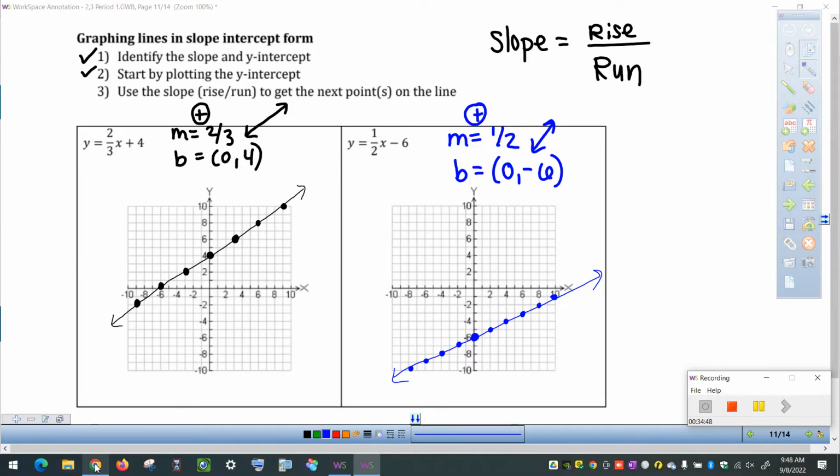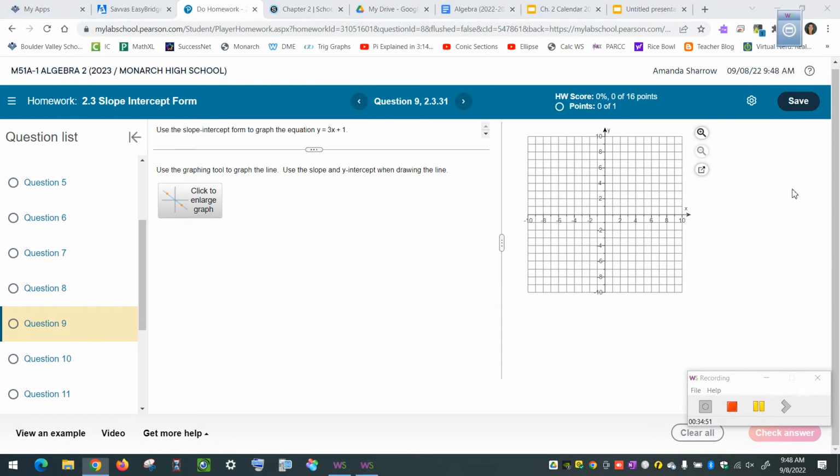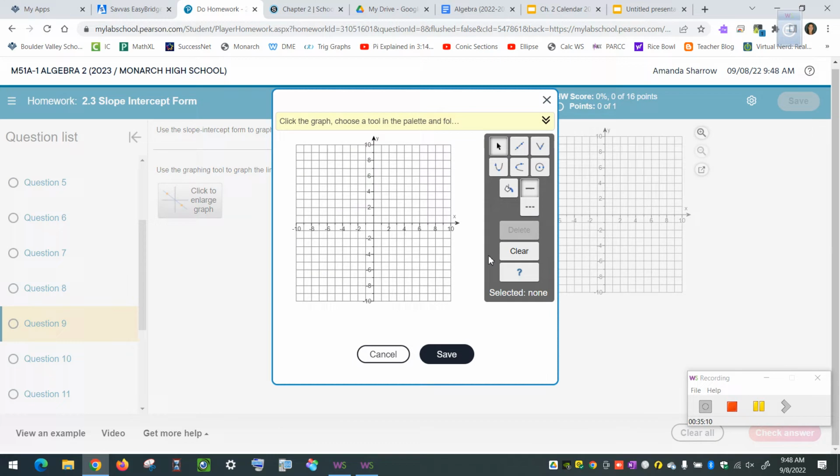So here's a sample question from our homework for tonight. Number 8, 9, 10, 11, and 12 are all graphs. Those are the ones that you want to use graph paper for when you're doing your written work. So here it's giving us an equation. Here we have y equals 3x plus 1. If you click this button here to enlarge the graph, that's what I would suggest. Now you have some different buttons to click. The one that you want to choose is this one right here. That's the line tool. And all you need are 2 points for your line.